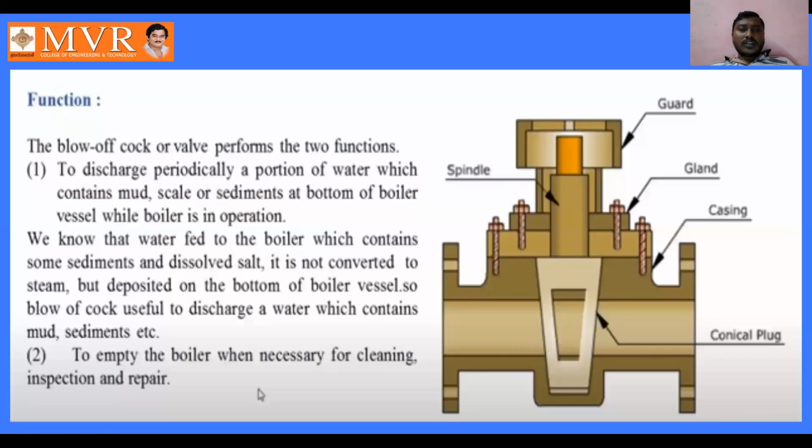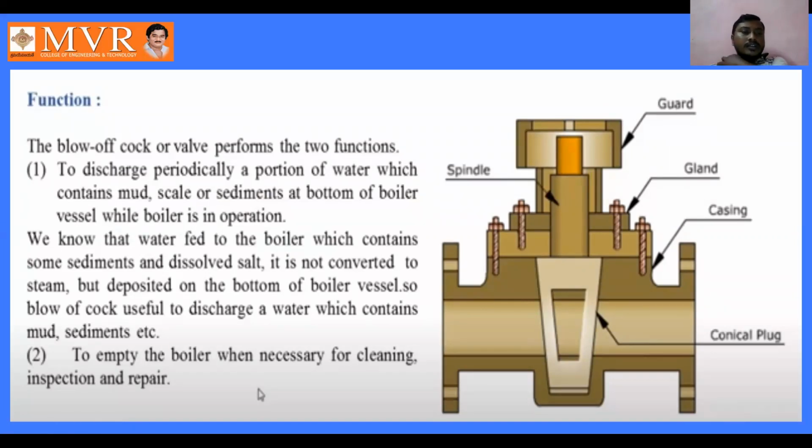The next mounting is the blow off cock. Blow off cock is used for removing the sedimentation or mud in the boiler bottom. At the bottom of the boiler, whatever sediments are formed, we clear by using this blow off cock. Here we can observe the diagram: this is the guard, this is the spindle, these are the glands, this is the casing, and here we have a conical plug.